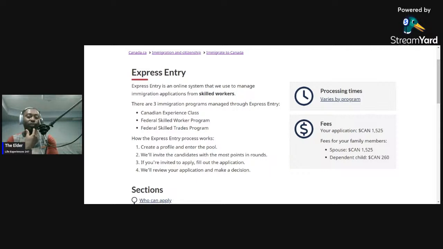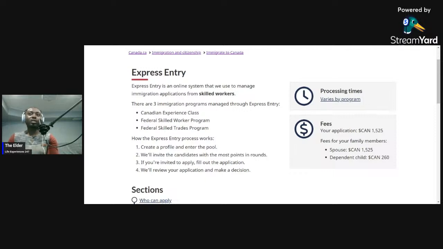And what happens with this is you just still have to do your application. When you apply for express entry, automatically it puts you under any of these programs that you qualify for. You don't necessarily have to submit a different application for each of them, because as you know, for each of them you have to pay.